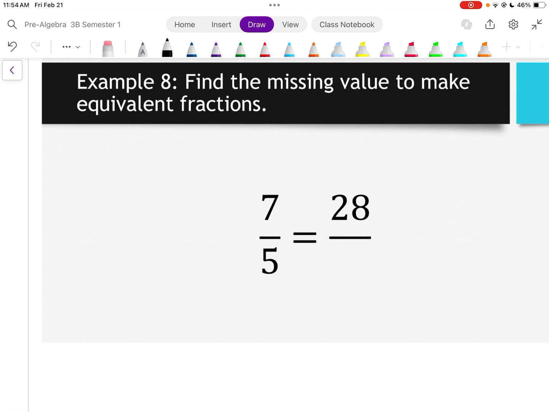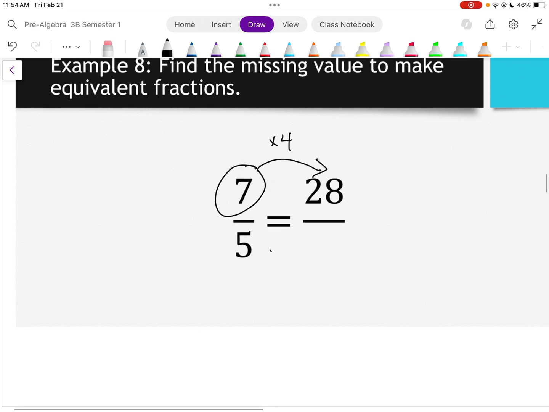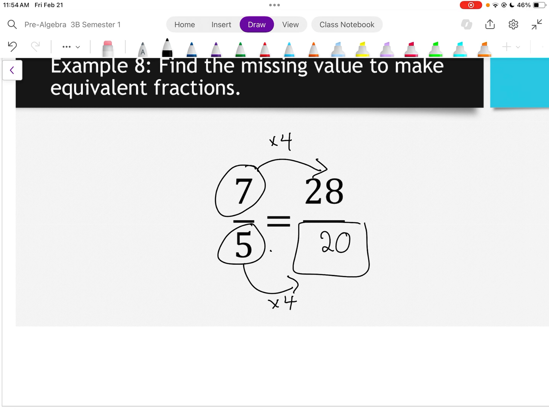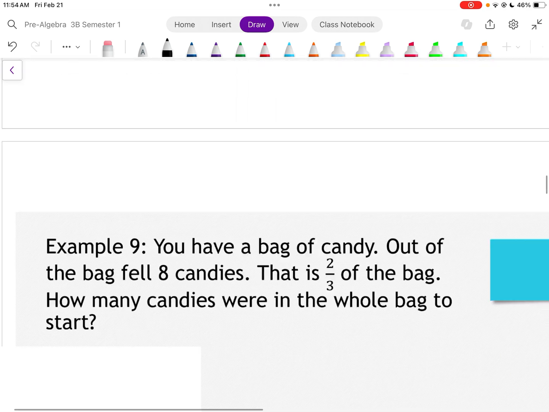Example 8, find the missing value and make equivalent fractions. This would be a great time for you to pause and try the problem on your own first. For this one, I know 7 times 4 is 28. So on the bottom, we have to take 5 times 4 to get our missing number. And that is going to equal 20.